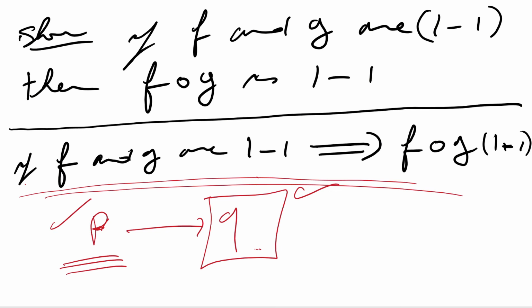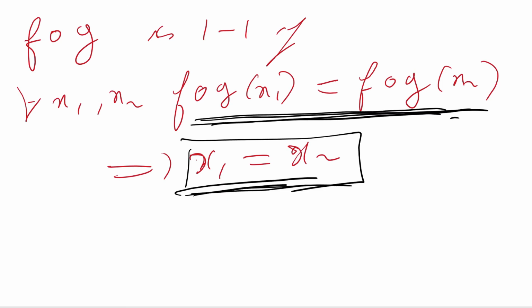In order to show something like this, it's like a P implies Q. We assume P to be true, and we want to show that Q is true. That's what we did here. So we want to show that f round g is one-to-one. And by definition, f round g is one-to-one if f round g of x1 equal to f round g of x2 implies x1 equal to x2.